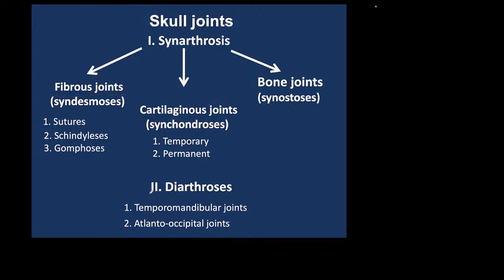And the second group of joints is called diarthrosis. These are real joints. We find the temporomandibular joint between the temporal bone and mandible, and the connection between the occipital bone and the first cervical vertebra. There are three joints, named the atlanto-occipital joints.